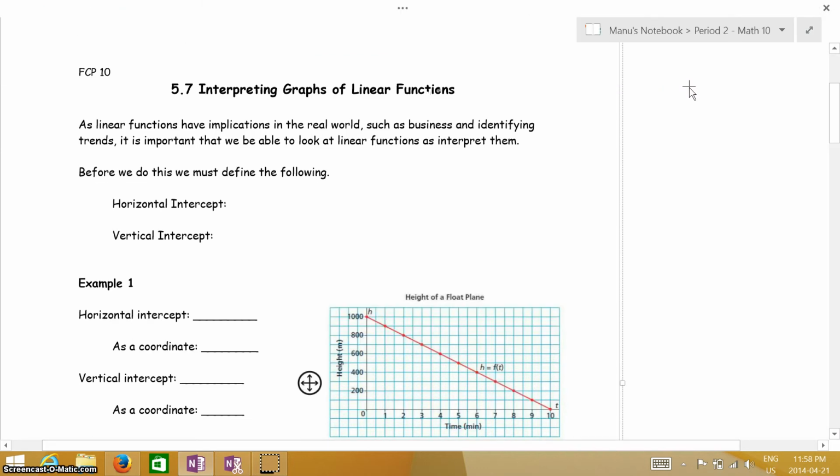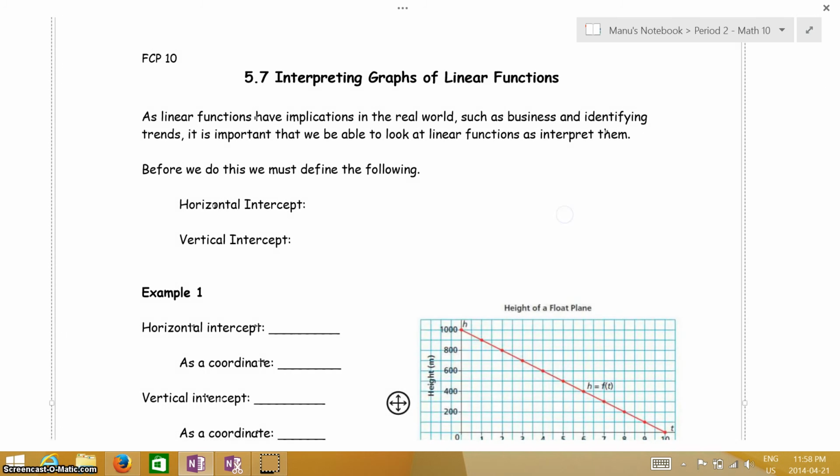Alright, let's take a look at today's lesson, which is 5.7, interpreting graphs of linear functions. So by now we know what linear functions are. Functions that form a straight line, that also pass the vertical line test. Those are linear functions. And now we're going to take a look at a couple of different properties of these linear functions. So first things first, let's take a look at our information up here.